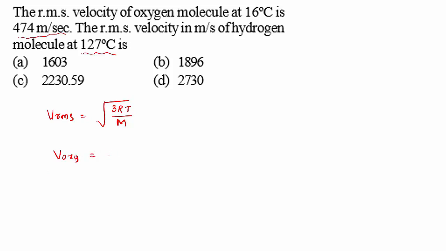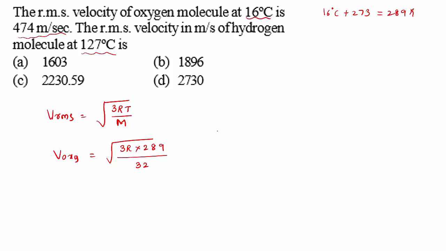the Vrms value for oxygen I am going to write as root of 3R into. The temperature of oxygen is given as 16 degrees Celsius plus 273. Convert into Kelvin, we will get 289 Kelvin. Substitute here 289 divided by the mass of the oxygen, that is 32. This is all about the Vrms value of oxygen.